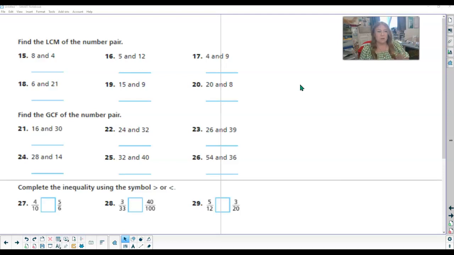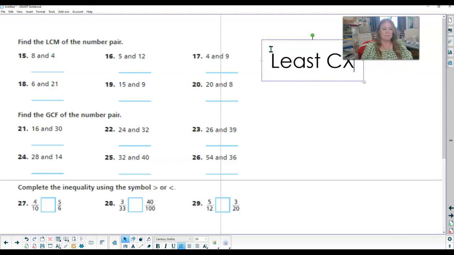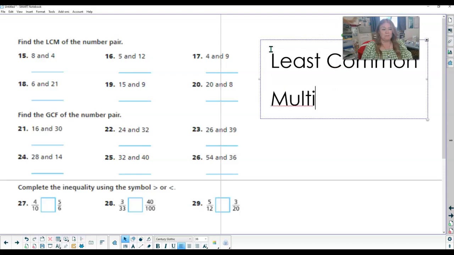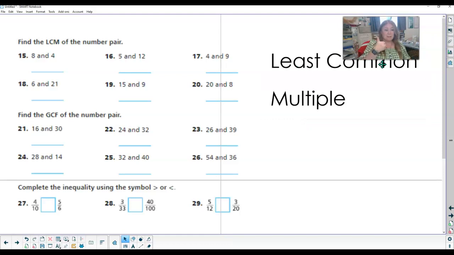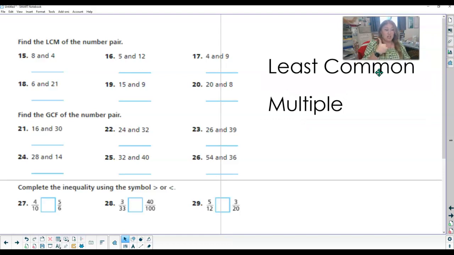This video is for 2.3 on your own, 15 through 29. So it asks us to find the LCM of a number pair. LCM stands for least common multiple. Okay, so let's break it down. Least, smallest. Common, something they share. And a multiple is when we are skip counting.